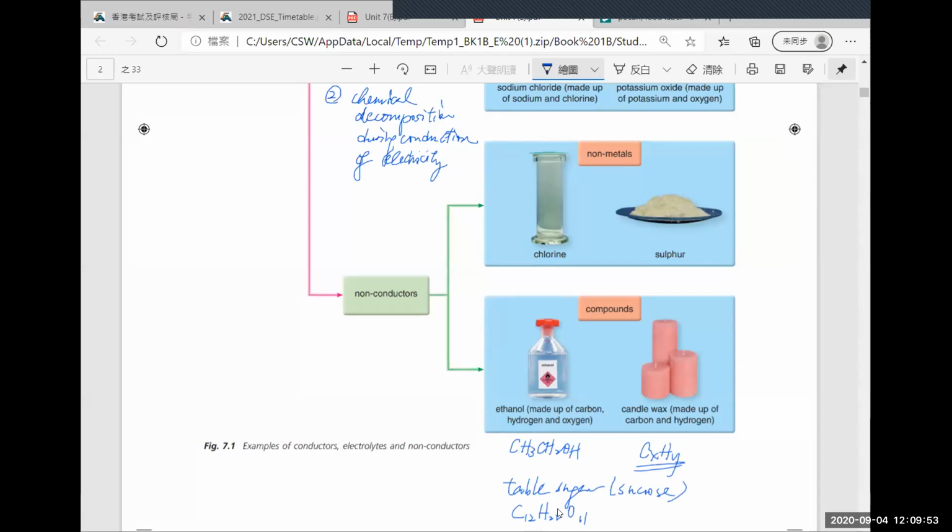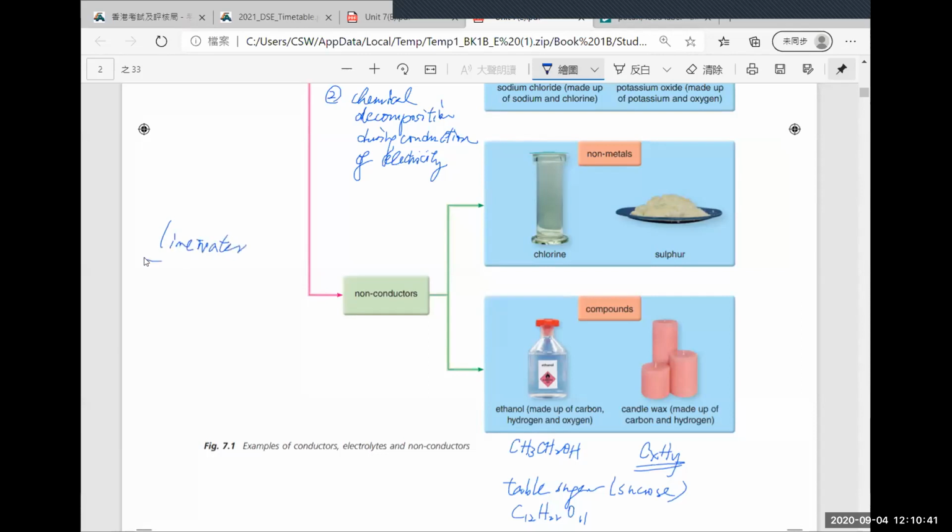Okay. What else? Let me think. How about lime water? Is it a conductor, non-conductor, or electrolyte? Lime water. Non-conductor. Why? Because the bonding between them is not ionic bond. So what is that bond? Wait, let's see. Covalent bond. Somebody will think it's covalent bond.